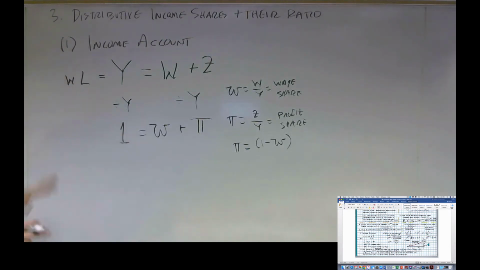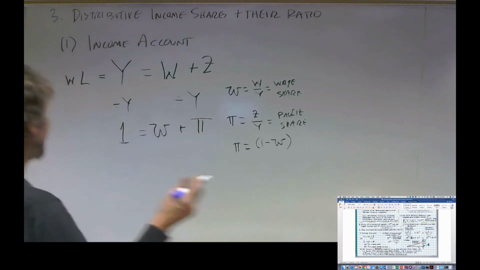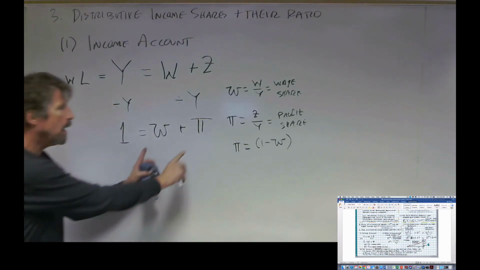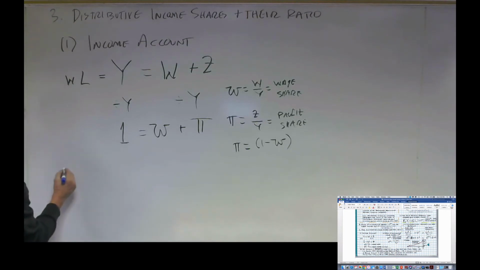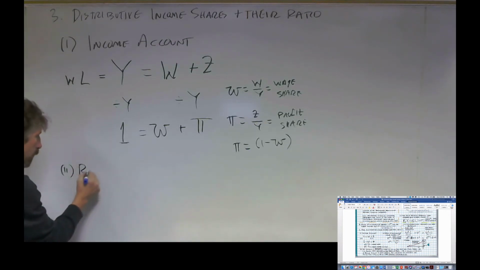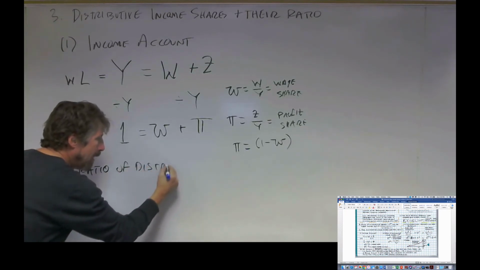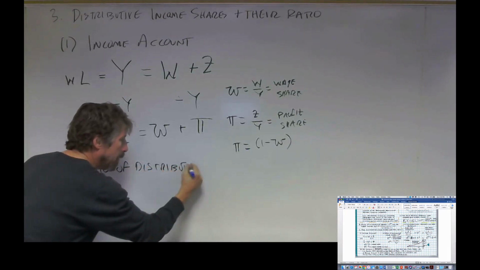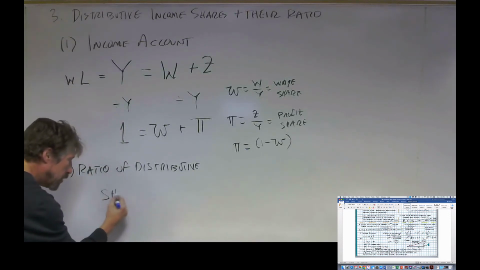Having said that, that becomes our income account relation, and that is our income share. And then from that, we take our distributive income shares and we take their ratio. That's going to be number 2. Number 2 is going to be the ratio of distributive shares. And we do the profit share over the wage share. The ratio of distributive shares.